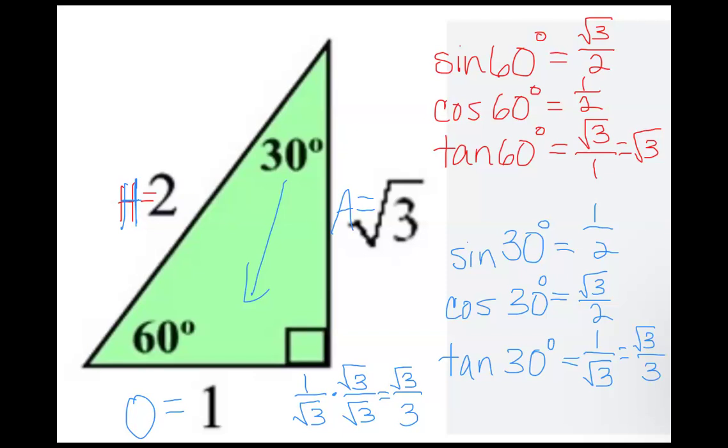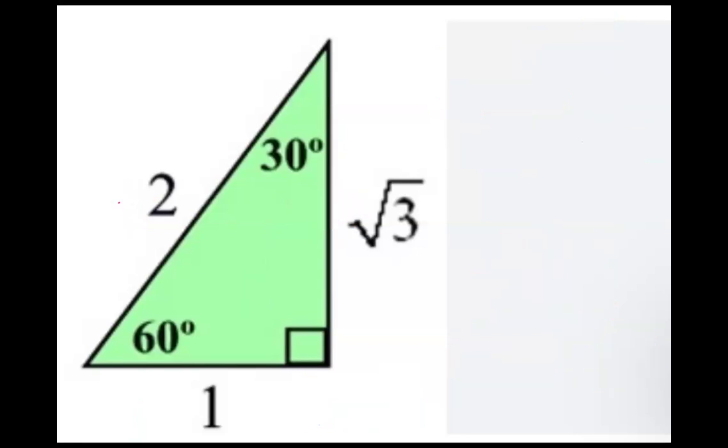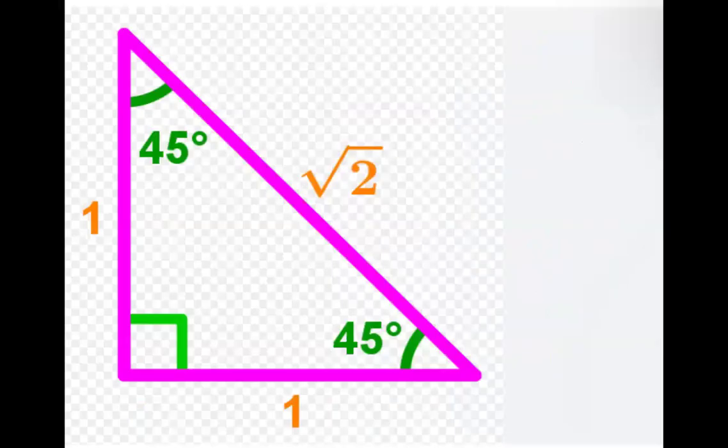Okay, so now we're going to look at the other special right triangle that we use in the unit circle, and that's a 45, 45, 90. So in this case, you only have one angle to worry about. So we just have a 45-degree angle. So we're doing the sine of 45, cosine of 45, and tan 45.